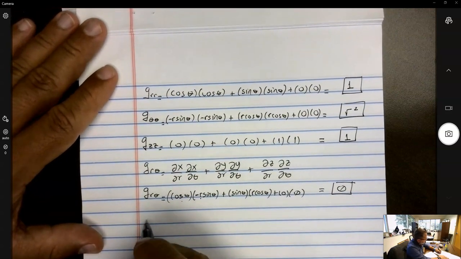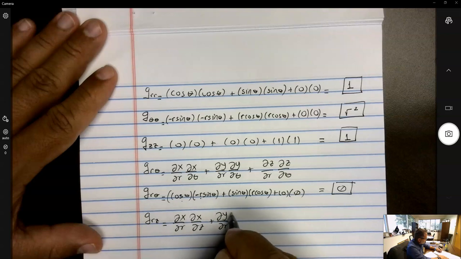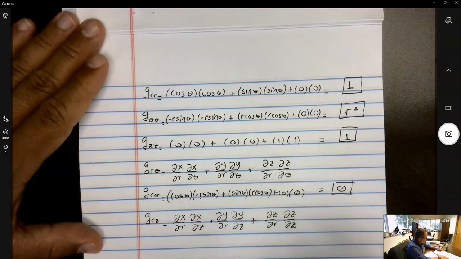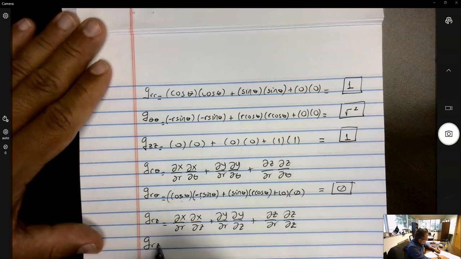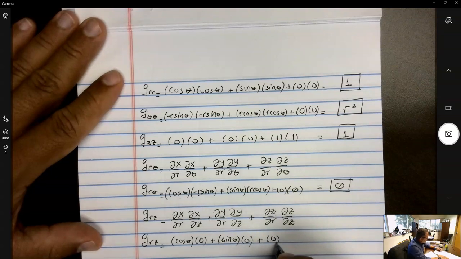Likewise, g r z will be dx dr dx dz plus dy dr dy dz plus dz dr dz dz. So g r z is dx dr is the cosine of theta. dx dz is equal to 0. dy dr is the sine of theta. dy dz is equal to 0. dz dr is equal to 0. dz dz is equal to 1. And that will give you 0.